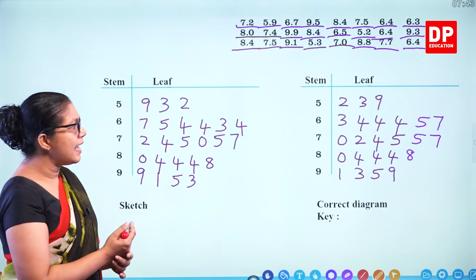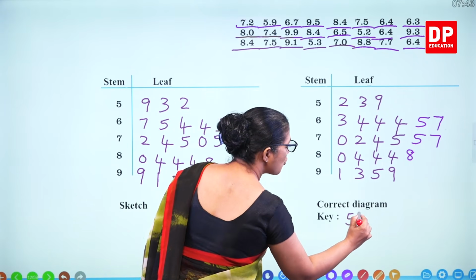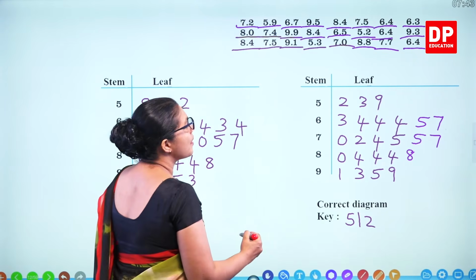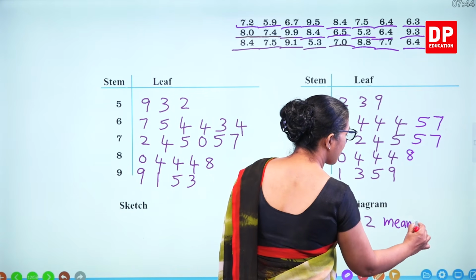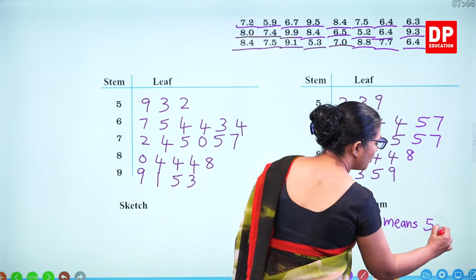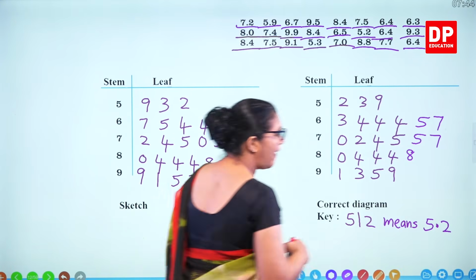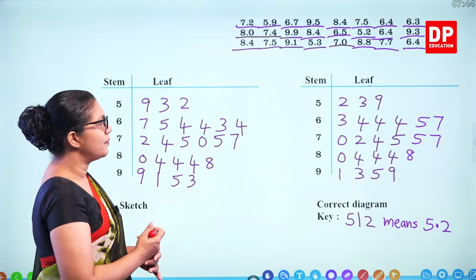Now write down the key. So you can write any number. I can write 5 stroke 2, which means, these are decimals, so that's 5.2. So you have to write down the actual value. 5.2 is 5 stroke 2.